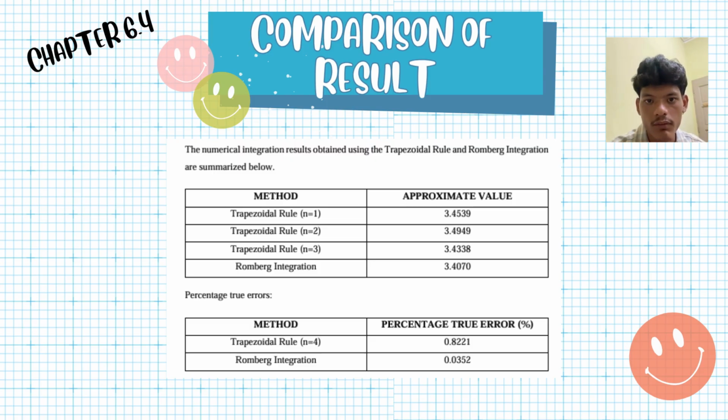In terms of errors, the trapezoidal rule with n equals 4 has a 0.8221% error, while Romberg integration has a much smaller error of 0.0352%. Overall, Romberg integration is more accurate as it gives the closest value to the true integral.